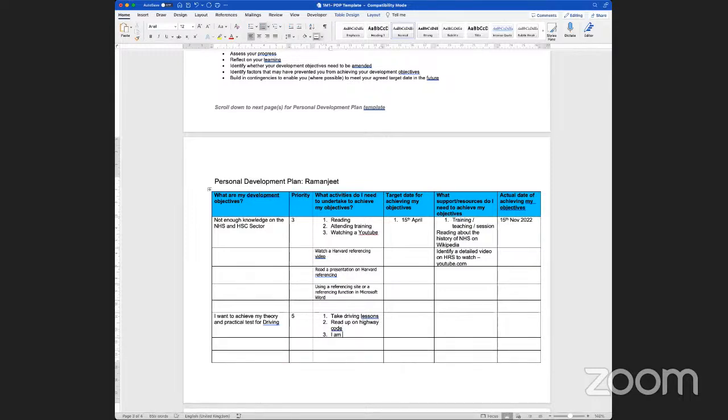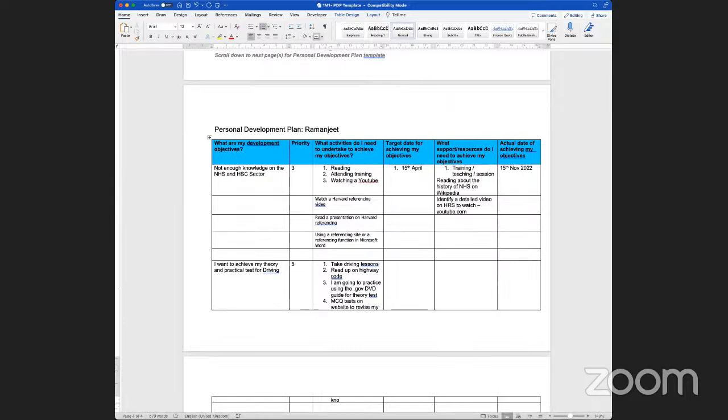Number 3, I am going to practice using the .gov DVD guide for the theory test. Then number 4, I'm going to take multiple choice question tests on a website to revise my knowledge on the highway code. So what I've done is put down a number of activities which will help me achieve the driving test. Now, what I would do is put a timeline.